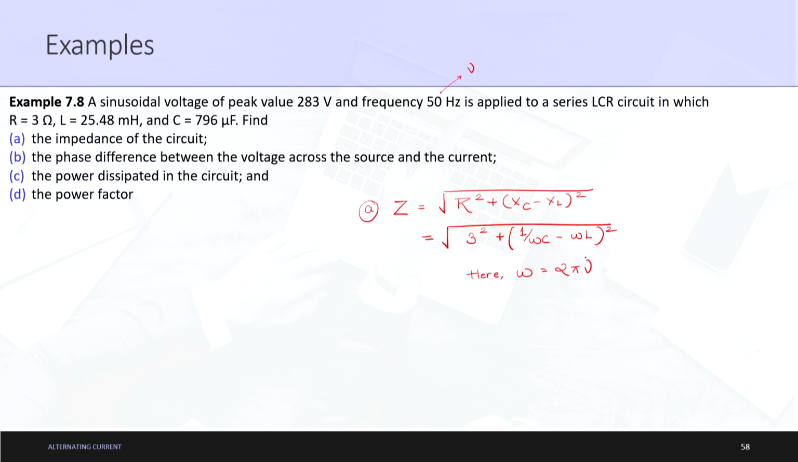Nu is given as 50, capital C is given as 796 into 10 to the power minus 6 farad, and capital L is given as 25.48 into 10 to the power minus 3 henry. Just substitute each of these values. Finally, after calculation, which I am leaving for you, you will get the answer as 5 ohms. So, this is the complete impedance of the circuit.